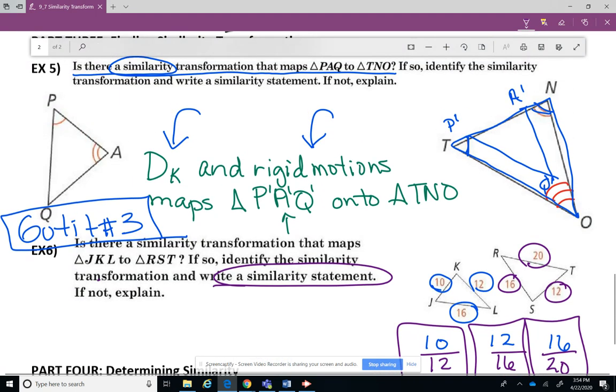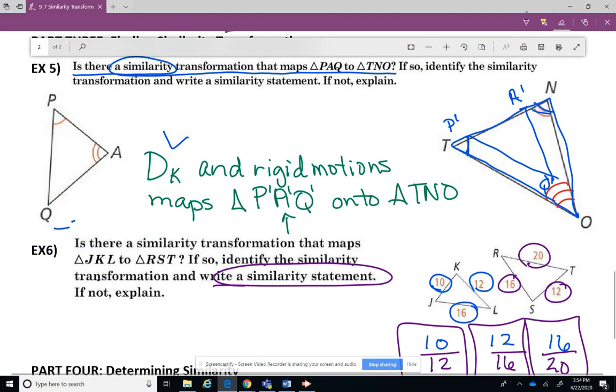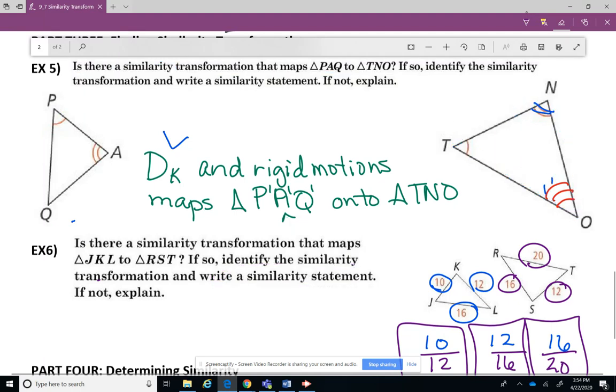So if I'm going to finish the one above, I just wanted to go down there because that's a little bit different, and that's the got it problem you're going to end up doing by yourself. So I wrote, I identified the similarity transformation as a dilation and rigid motions, and I wrote a similarity statement. But I could also do it like this.